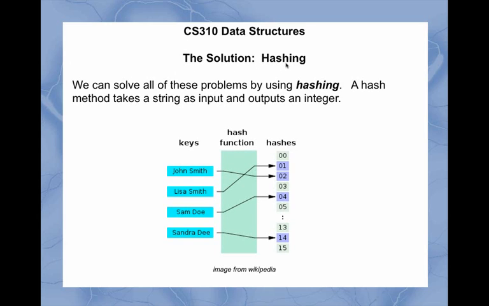So we solve these problems by using a hash function or a hash method. A hash function takes a string key and converts it into an integer. It does this in a generic way. That is, any string key can be taken as input. Then you have this black box, which is a hash function, and the output is some 32-bit integer.